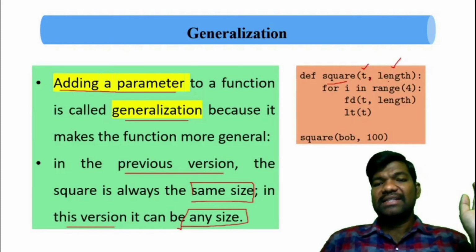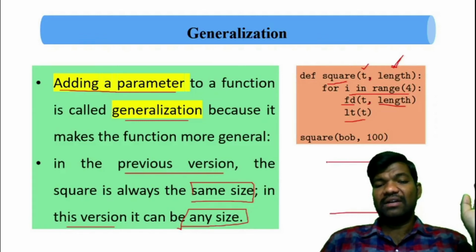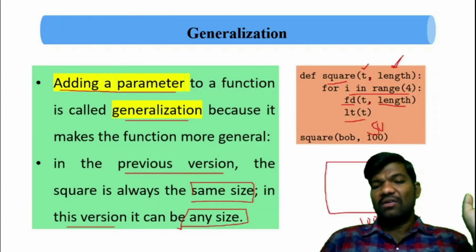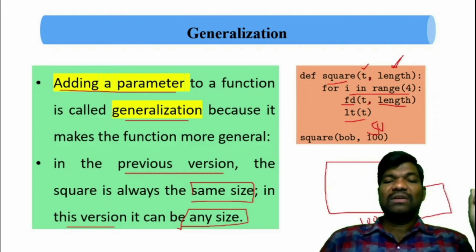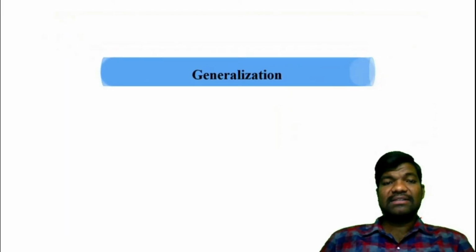So here the square is t comma length, for i in range 4. So t comma length, fd forward, t comma length, which are given here, then left turn. Suppose you give 100: forward, left, 100 forward, left, 100 forward, left, 100 forward. So each one is 100. Suppose you give 50. If you give 50, then 50 forward, 50 forward, 50 forward, 50 forward. Like that generalization works. So that is generalization.